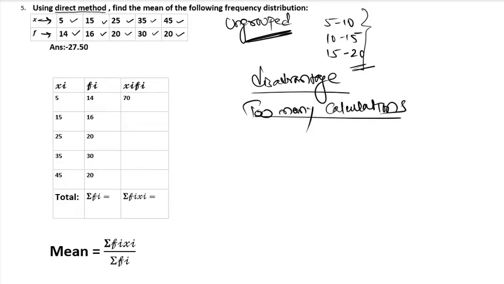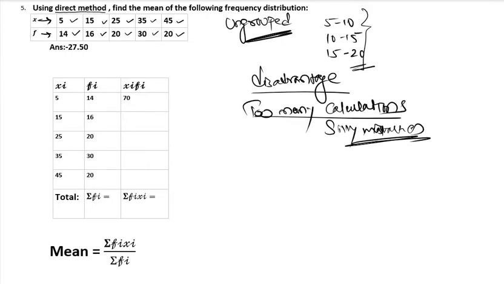Too many calculations, so you might make some silly mistakes while doing calculations. That's the only disadvantage. So it's up to you whether you want to use direct method or some other method if it is not mentioned in the question. But if it is mentioned direct method, then you have to use direct method. So what is this direct method?